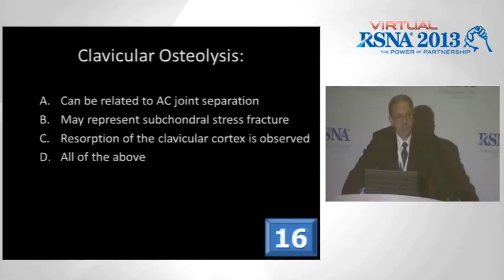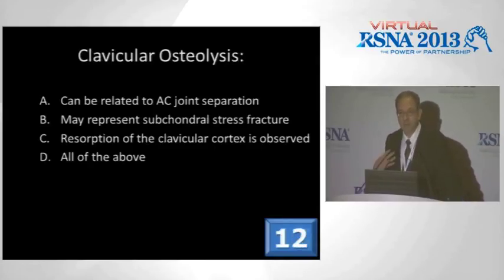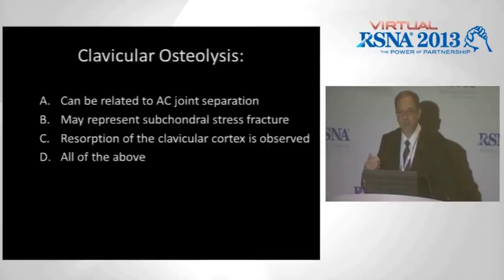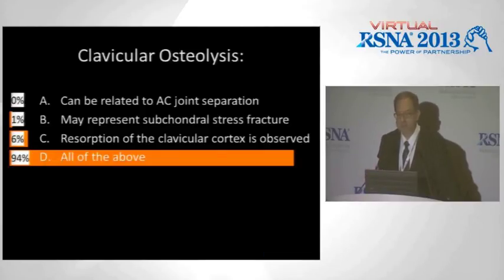Now I put in clavicular osteolysis because this often mimics rotator cuff disease. If you think about how rotator cuff disease patients present, they often present with pain as they go above the head, but they'll often present at night. They wake up at night because as they roll on the arm, it hurts. And the same thing can happen with acromioclavicular joint disease, especially clavicular osteolysis. All of the above is correct.